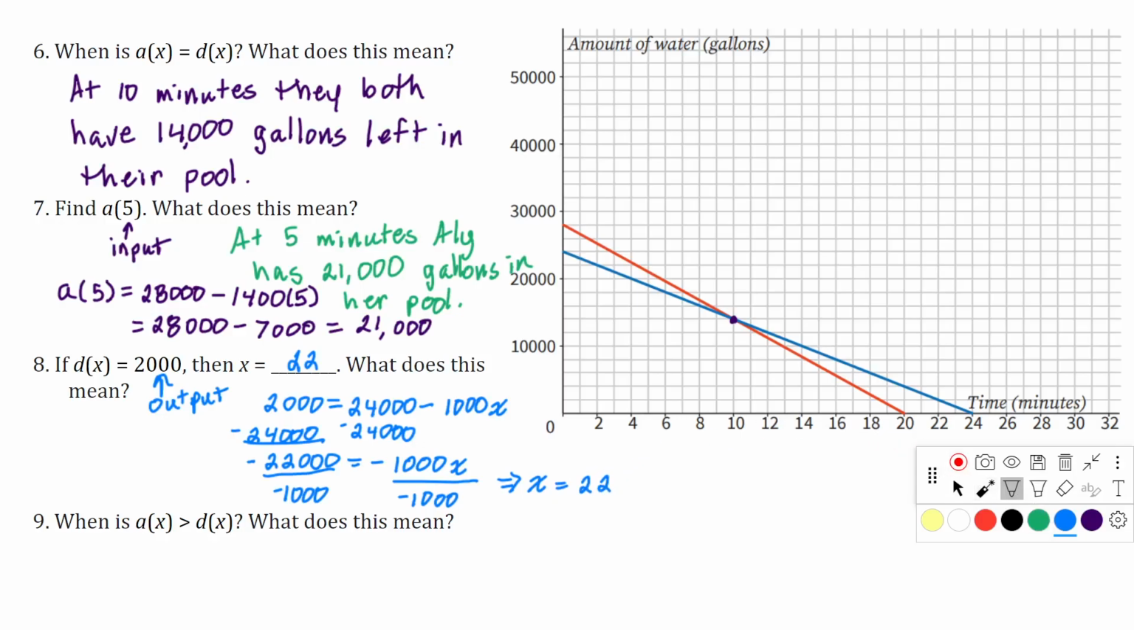So what does this mean? Dane has 2,000 gallons in his pool after 22 minutes.